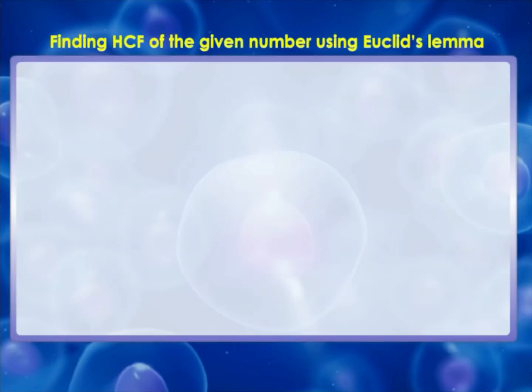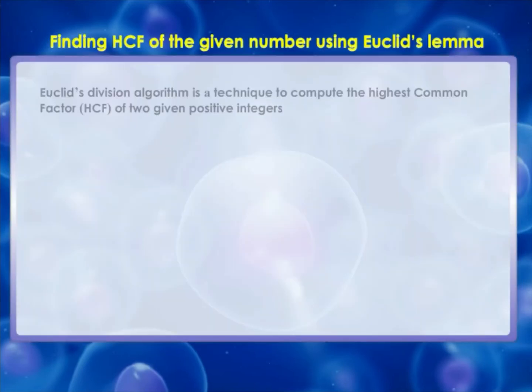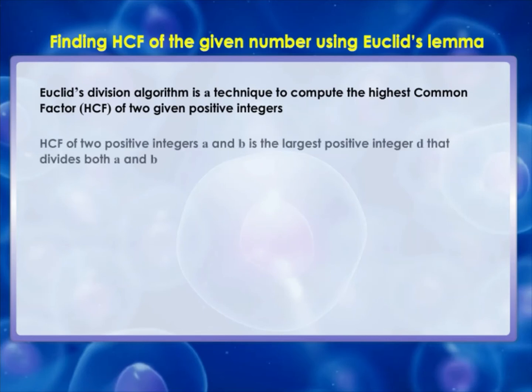Finding HCF of the given numbers using Euclid's lemma. Euclid's division algorithm is a technique to compute the highest common factor, HCF, of 2 given positive integers. We've learned from the previous classes that the HCF of 2 positive integers a and b is the largest positive integer d that divides both a and b.